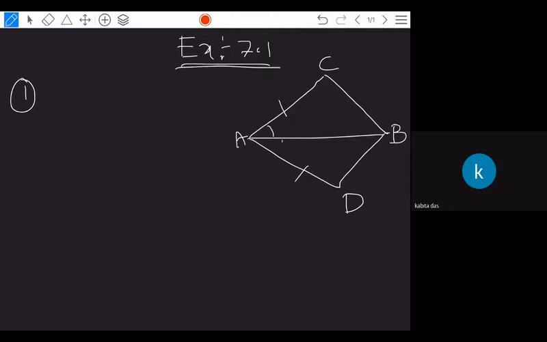So now, show the triangles. What are the triangles? Two triangles are asked to you to prove congruent. First you have to write that in triangle ABC and triangle ABD. Here, if you want, you can write ADB also, or ABD also you can write.